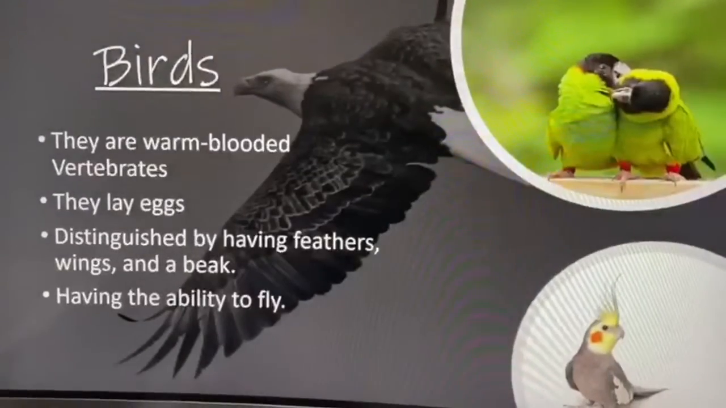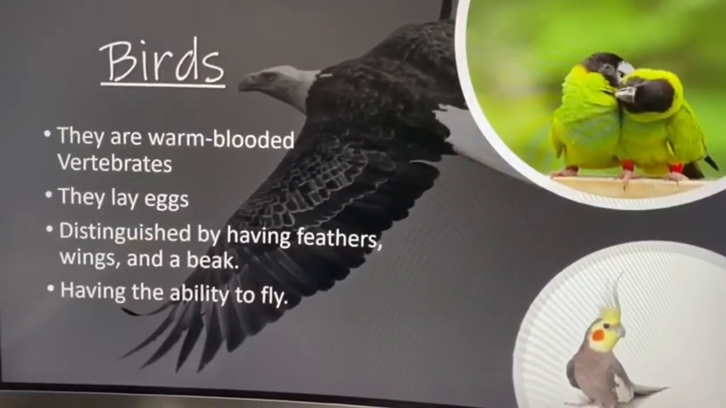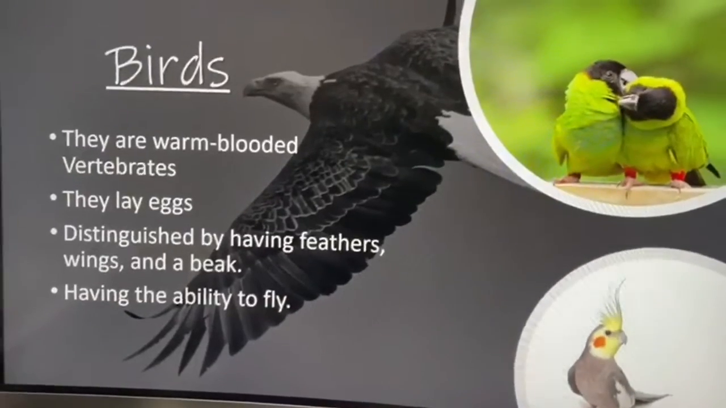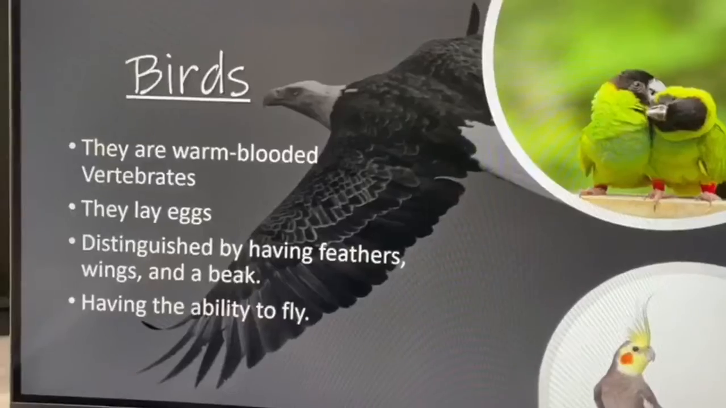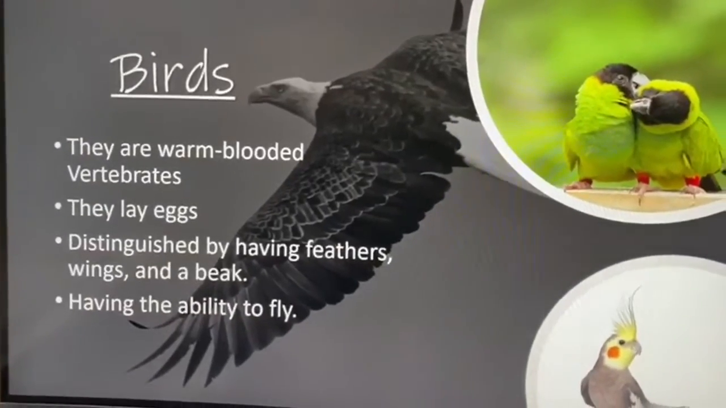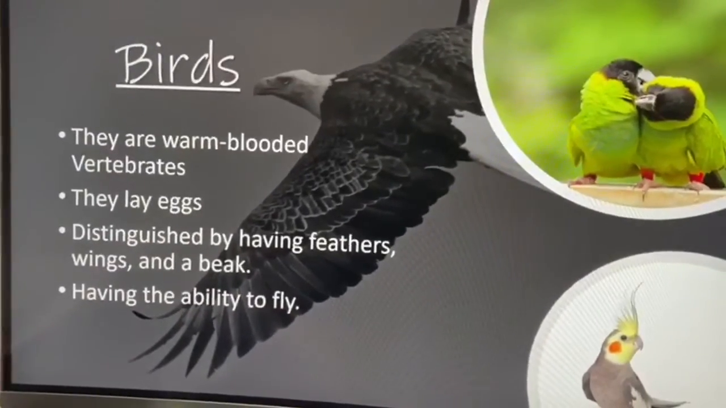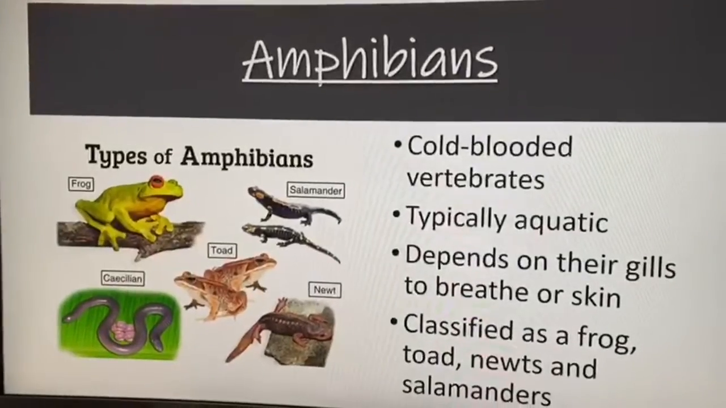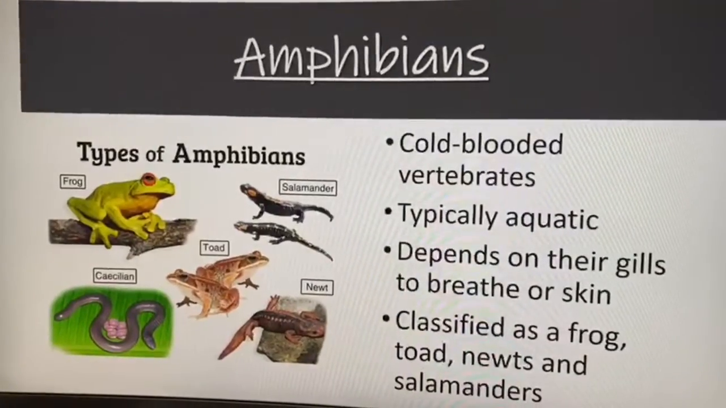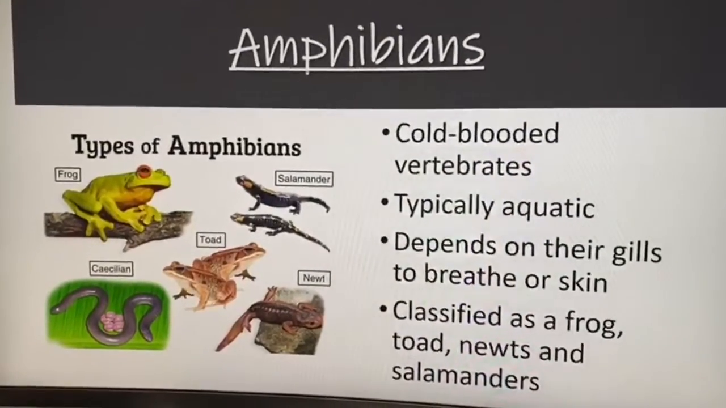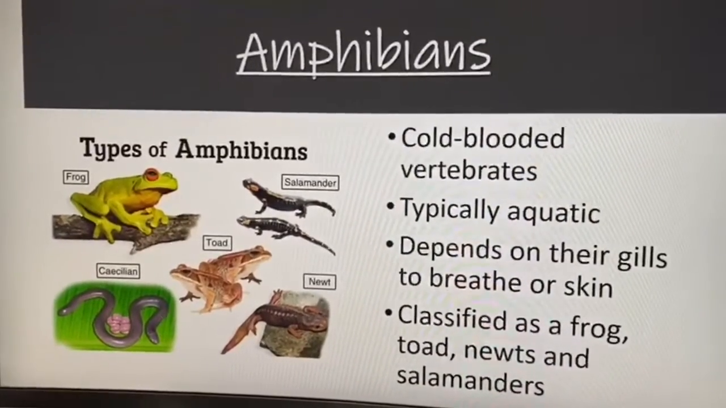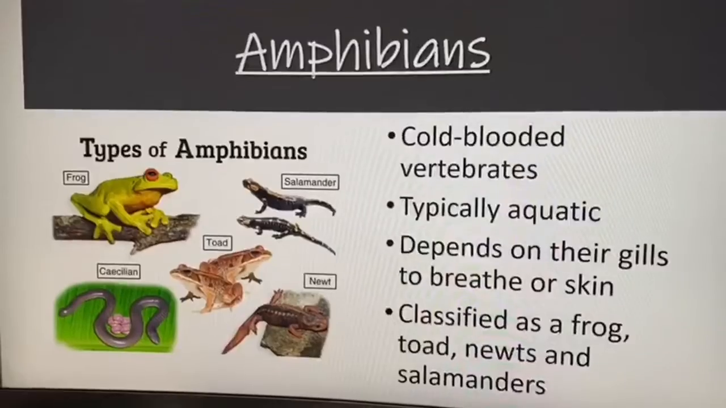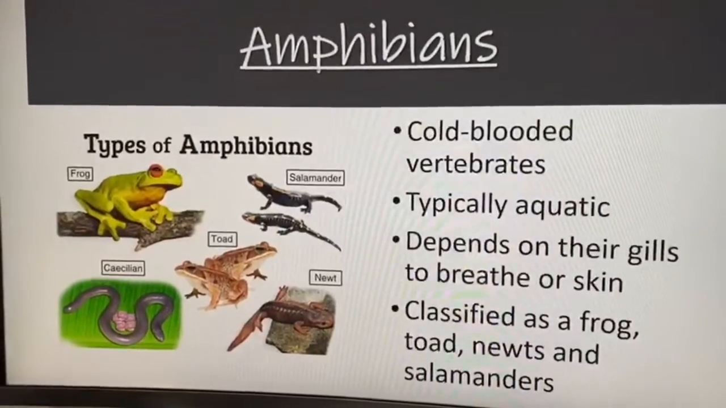Now the next one is a bird. Now, birds are warm-blooded vertebrates. Now, remember, vertebrates are animals that have a backbone or a spinal column. Now, we have amphibians. Amphibians are cold-blooded. They're usually always in the water, and you can find them as frogs and salamanders or toads.